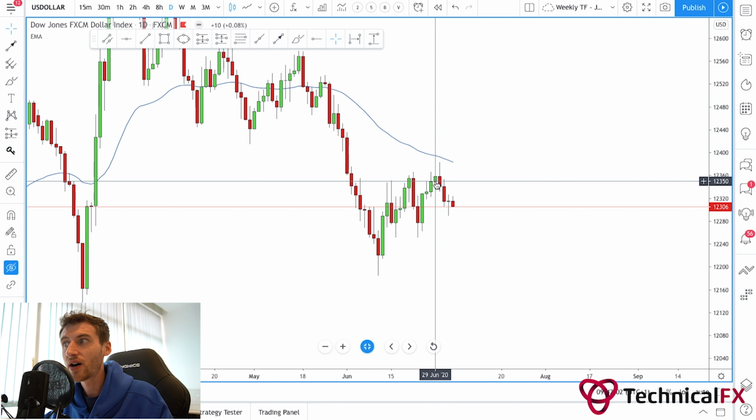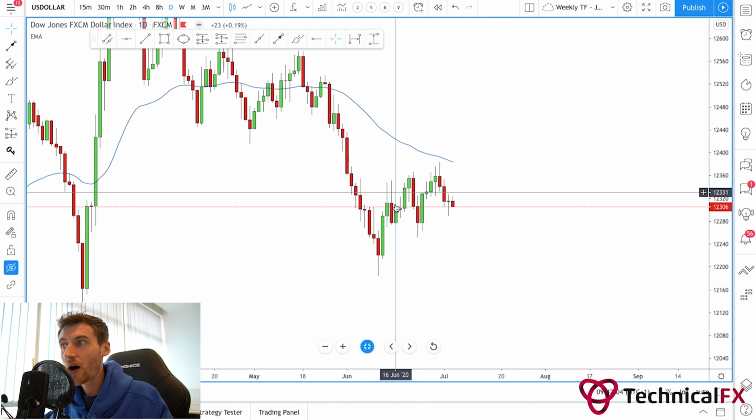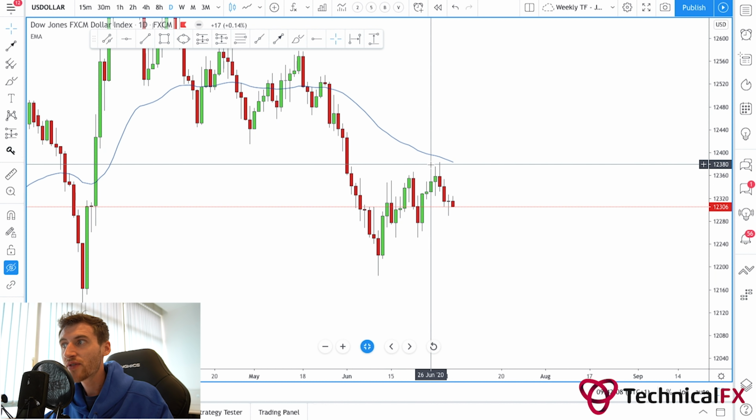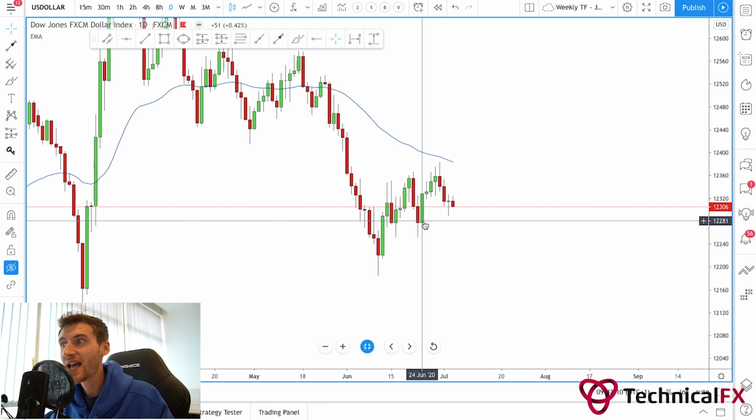Going into the daily time frame, overall at the moment on the daily time frame, technically the market is still putting in higher highs and higher lows. Here we had a lower high, then we had a higher low, then we had a higher high, then we had a higher low, then we had a higher high, and we're yet to break this higher low point.